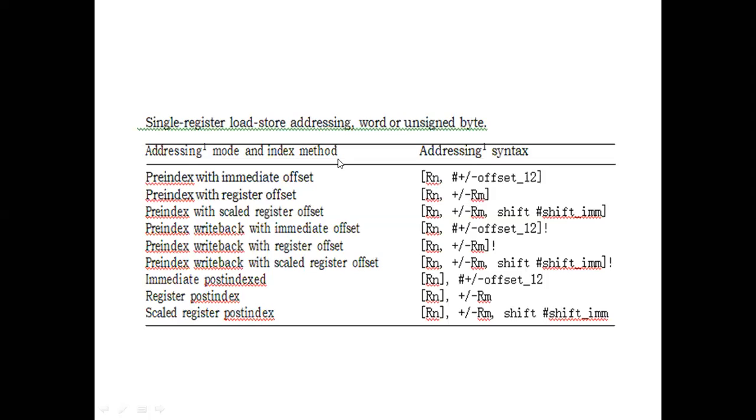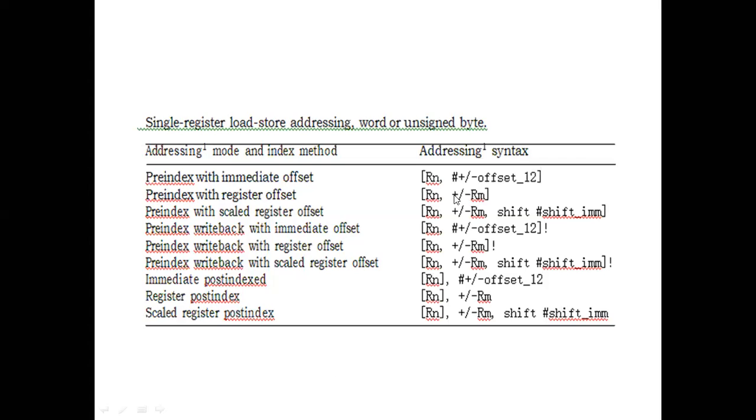And here are some load and store instruction addressing modes. So we have pre-indexing with the immediate offset. It's a base register, that is Rn, and # the immediate value, plus or minus offset, which is written in 12 bits. And similarly pre-index with the register offset: Rn, which is the base register, and the offset value is taken from a register called Rm. Either it may be plus or minus, and here plus or minus indicates that either you are moving forward or you are moving backward.